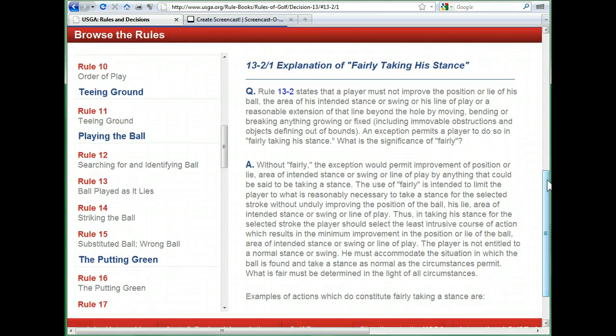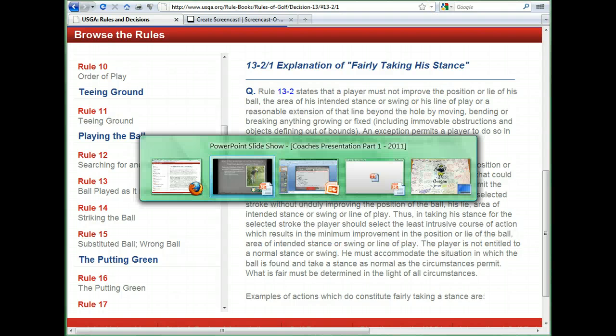There's a very important phrase in here that I'm going to talk about over the next couple videos. It means you're finding the least intrusive course of action, which results in the minimal improvement of the position or lie of the ball, area of intended stance or swing, or line of play. That's very important to remember. It's the least intrusive course of action.